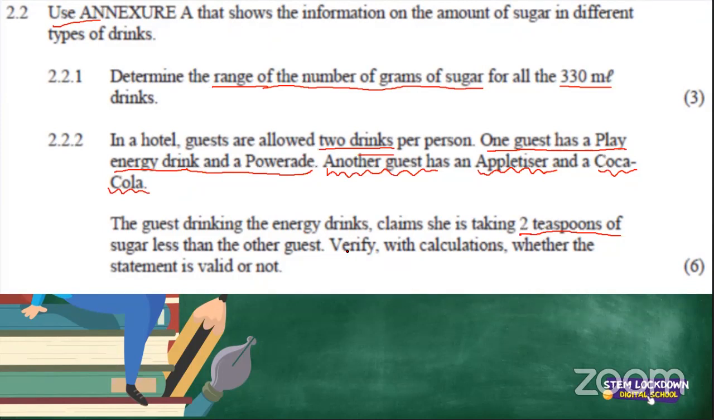Now the question says, verify with calculations whether the statement is valid or not. Right? Okay, 6 marks is actually a long question, so I want us to split this question into 2. I want you learners to first determine how many teaspoons guest 1 is consuming. Looking at your table, right?